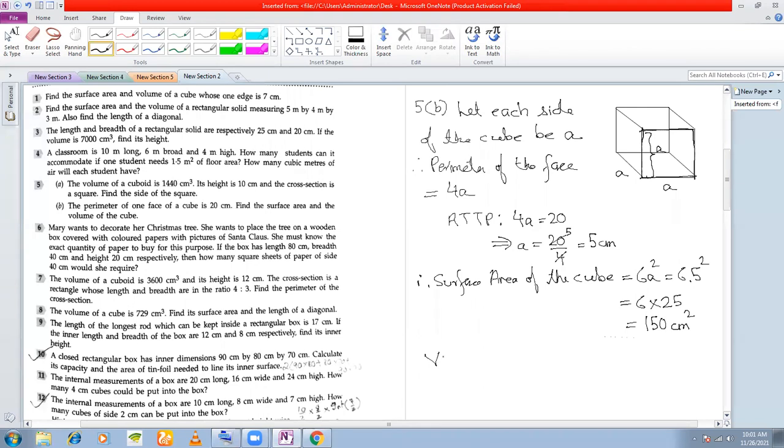How about the volume of the cube? Volume of the cube is A cube, which is 5 cube, which is equal to 125 centimeter cube. Any question? No? You can proceed with the next question then.